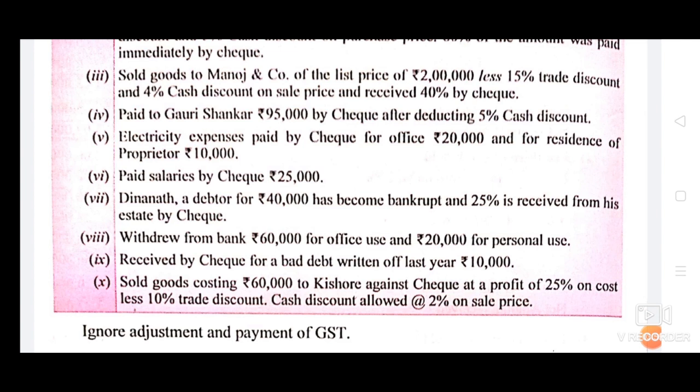First we will see the working of the transaction, that is percentage, calculation of trade discount, cash discount, etc. First we will calculate those amounts and then we will see the journal entries. Okay, so let's start now.